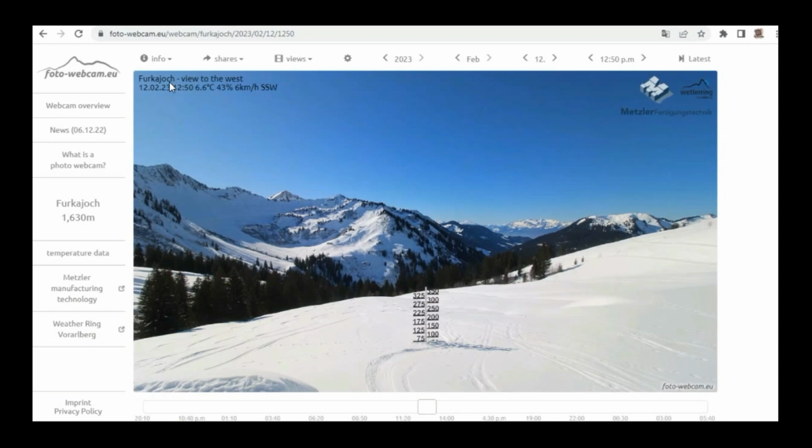We're looking view to the west, by the way, and the name of the place, I'm not swearing, I'm just going to try and pronounce it. Furkajok. I definitely butchered that one for sure.